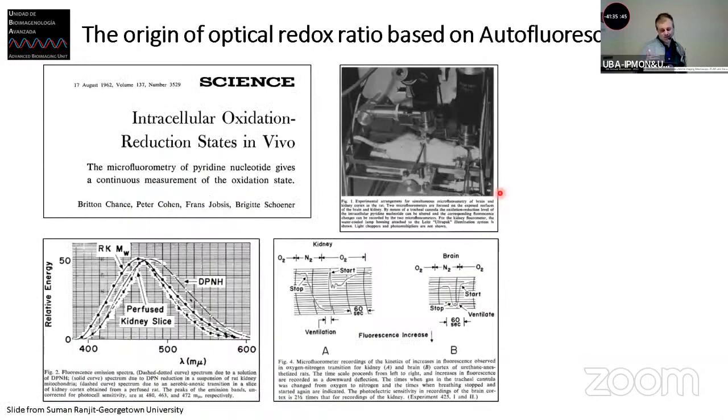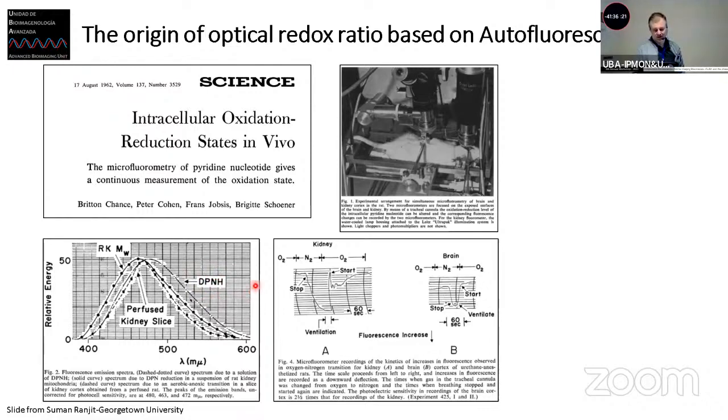But perhaps the most important and powerful use of the Phasor nowadays is the application on autofluorescence and its use for metabolism. Autofluorescence is something that we learned from very early days, in the 60s, from Britton Chance. It is a powerful tool to measure the metabolism of cells, because it relies on NADH and FAD. DPNH here is the way they used to call NADH early on.